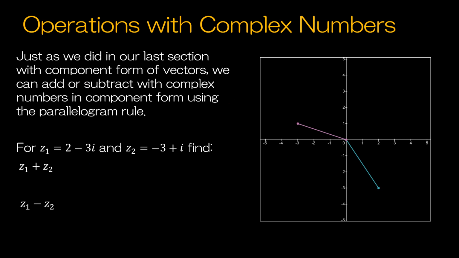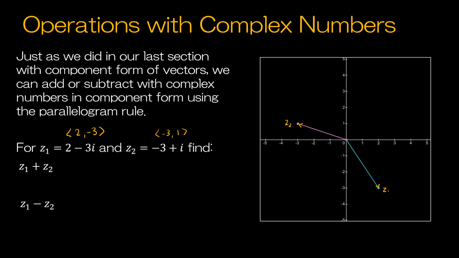Also, as we did with component form of vectors, we can think about a complex number as a component form of a vector. So for z1 and z2, if I want to add or subtract them, I'm going to be looking at z1 as the vector (2, -3). So again, that's like z1 as a vector. And then z2 would be (-3, 1). So (-3, 1) would be z2 as a vector. And we're familiar with addition and subtraction with vectors, so that's what we're going to do.